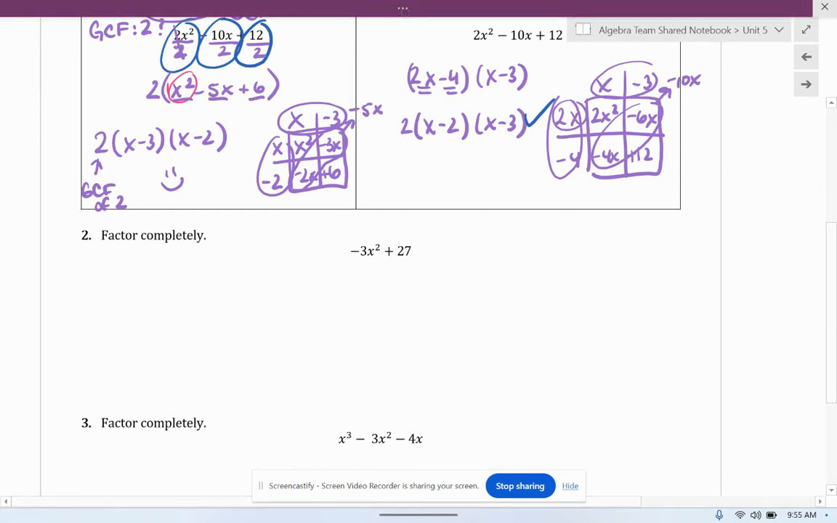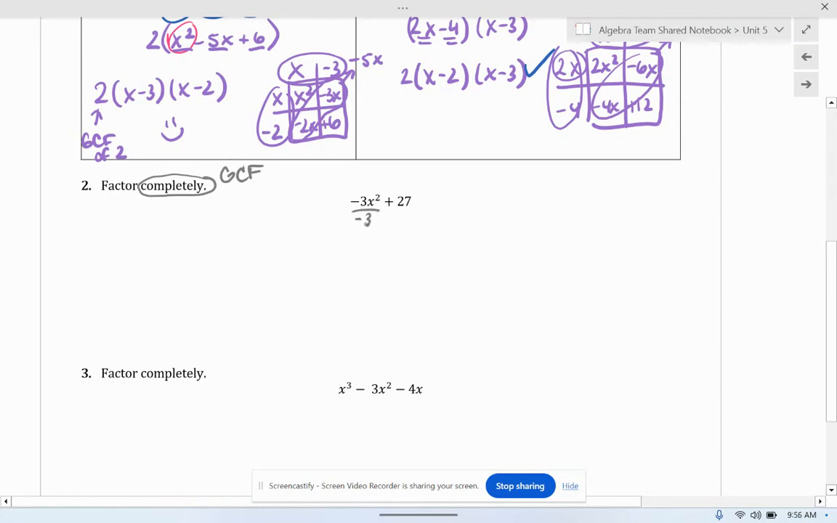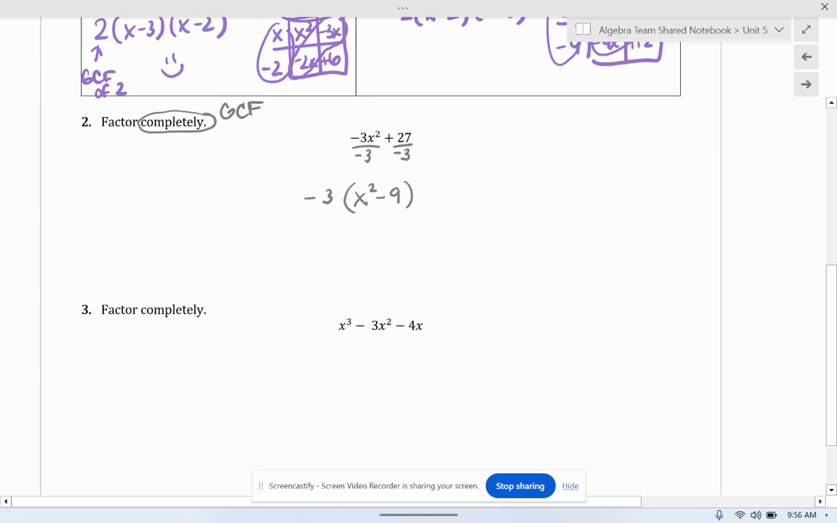So number 2 says factor completely. I see the magic word, factor completely. That means I'm looking for the GCF, and I just use my trick, right? Let's see if the leading coefficient divides evenly by each term in the polynomial. Negative 3x squared divided by negative 3 gives me an x squared, and then 27 divided by negative 3 gives me a negative 9. The GCF that you pulled out of each term goes outside of the parentheses. And yeah, they divided evenly.